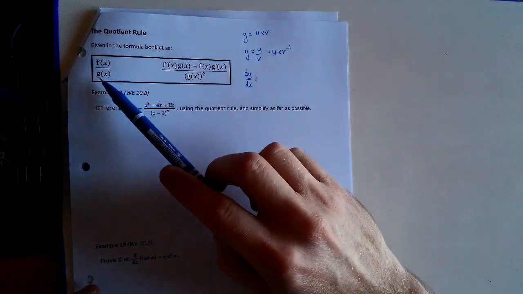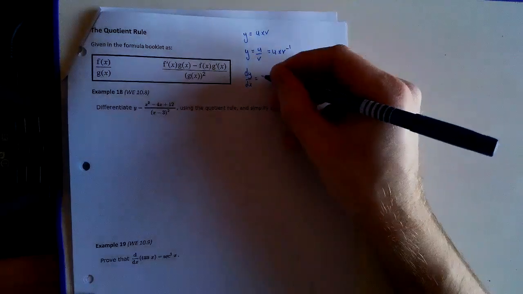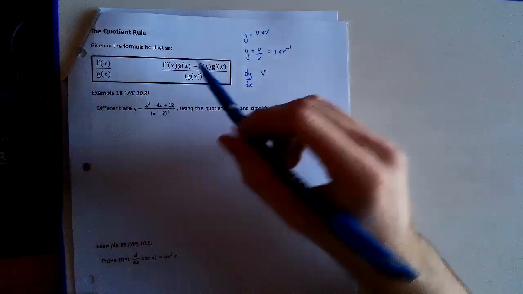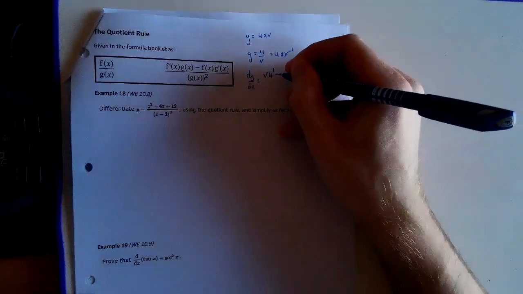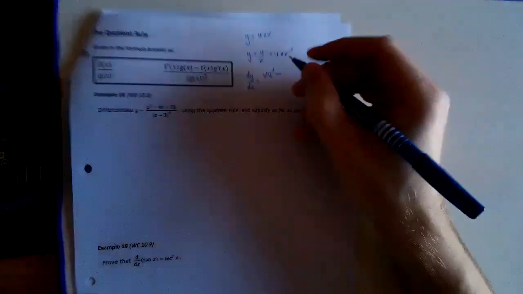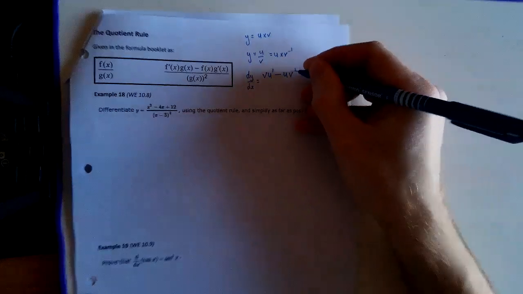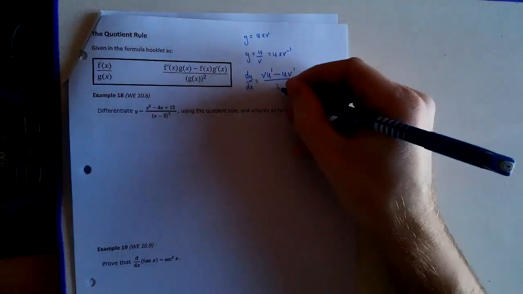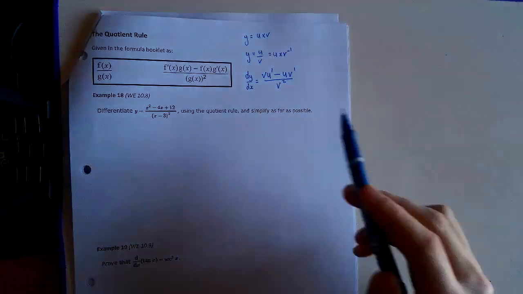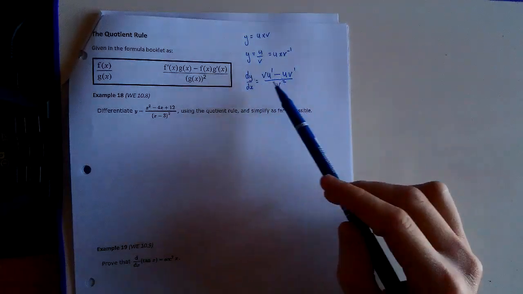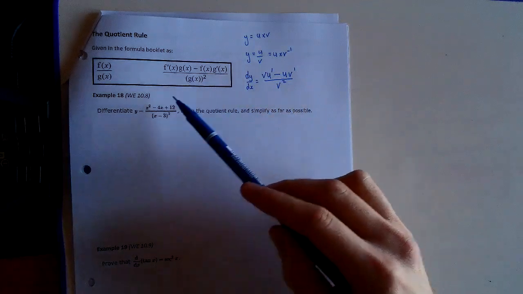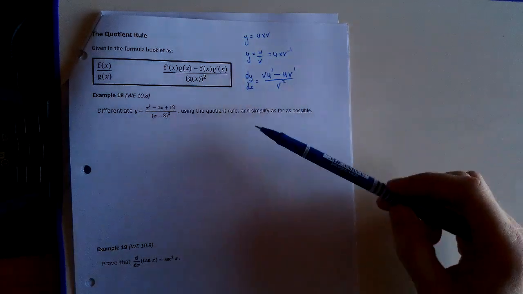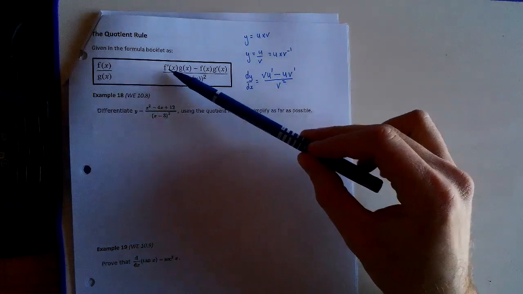So it's the bottom stays as it is. We differentiate the top. Then we take away the top stays as it is, and we differentiate the bottom, divided by the bottom squared. So when I use that, I'm going to use this formula because it's just a bit quicker to write than this one here.